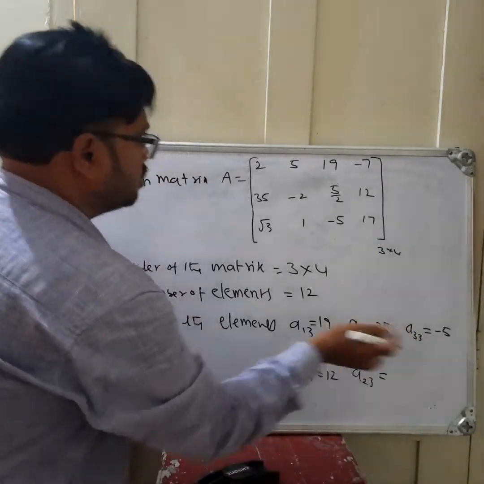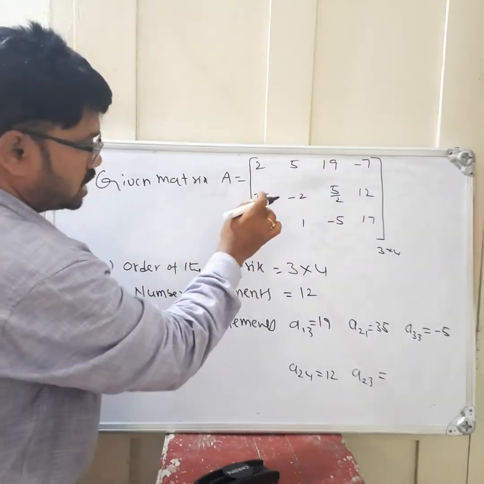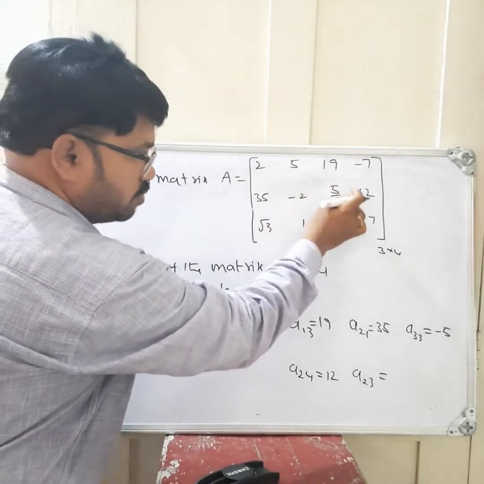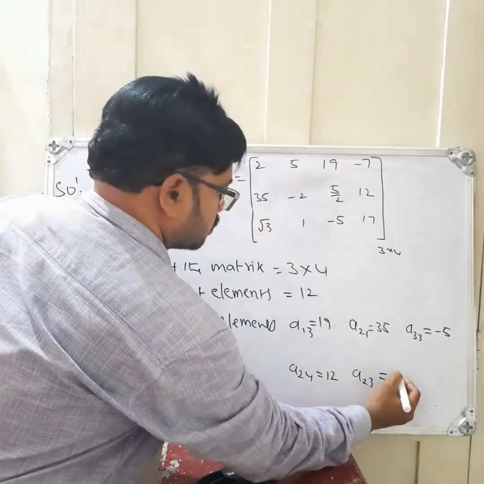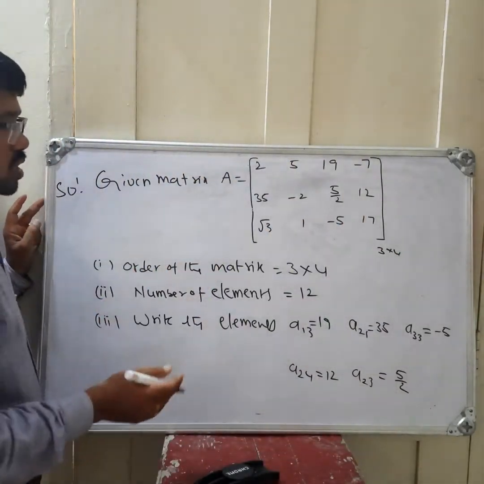And A23. That means in the second row, the third element. In the second row, what is the third element? 1, 2, 3. 5/2 is the third element. So this is the solution for this problem.